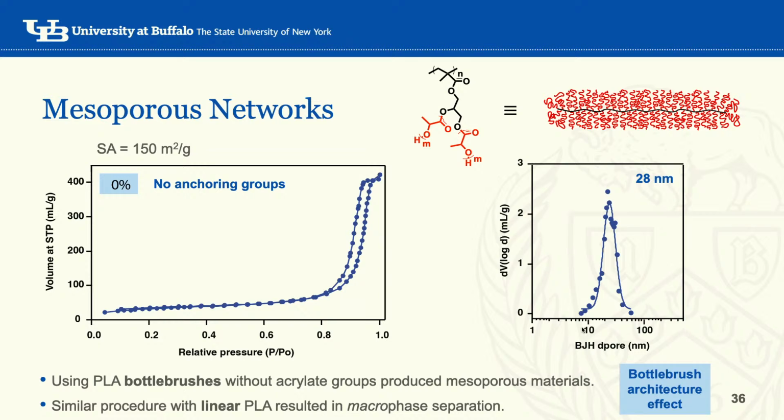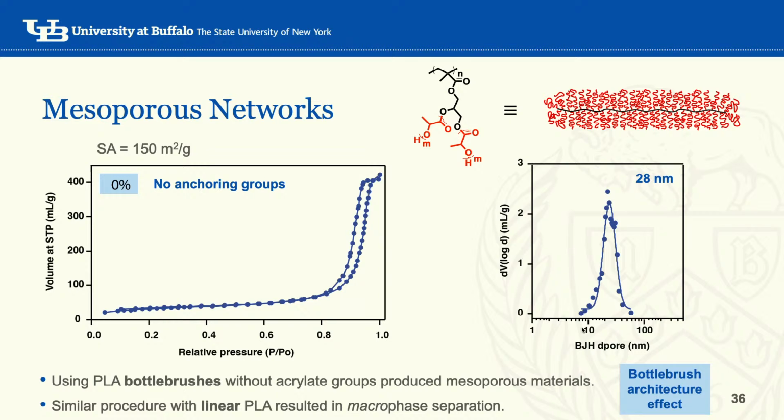So what this is telling us is that if you just use simple PLA bottle brush in a styrene divinyl benzene matrix, you can get mesoporous material with 28 nanometer pores. Okay? This is promising. Now this is in itself the effect of a bottle brush architecture. If you try to do the same thing with a linear polymer chain, not a bottle brush, just linear PLA, you're going to get no porosity or no surface area.